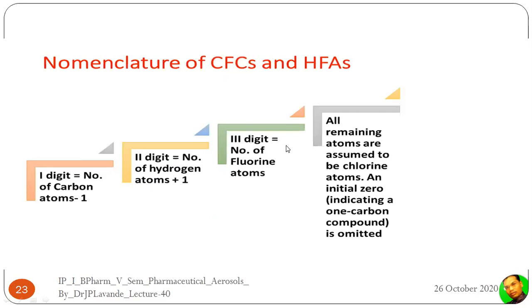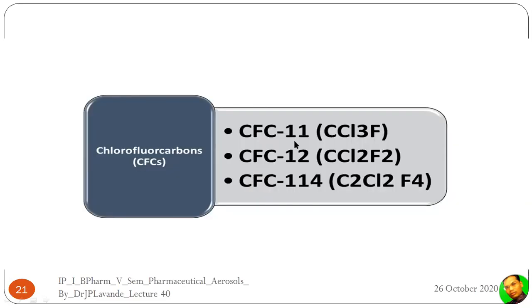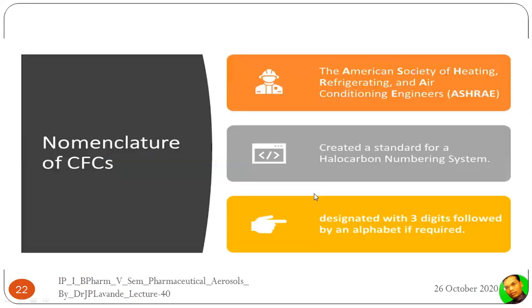The third digit is equal to the number of fluorine atoms. Now in this case, how many fluorine atoms are there? 1. So that's why there is a 1. How many fluorine atoms here? Here there are 2. That's why here there is a 2. Here how many fluorine atoms are there? Here there are 4. That's why here it is 4.